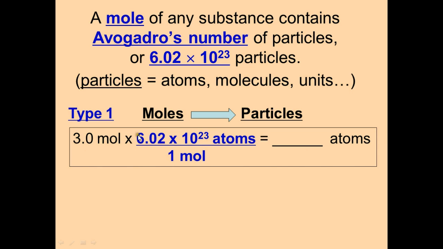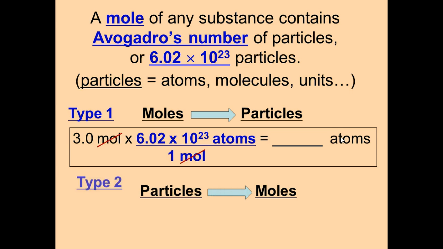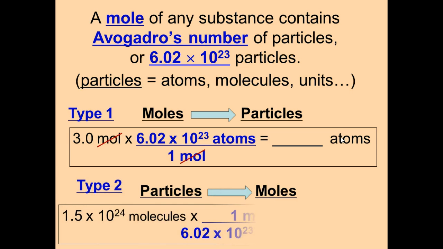And because these moles cancel, you just get 3 times 6.02 times 10 to the 23rd atoms, and you stay in atoms, and that's what we want. So this is set up correctly. The moles cancel, and type 2 is particles to moles, which is the exact opposite. So you start with particles.